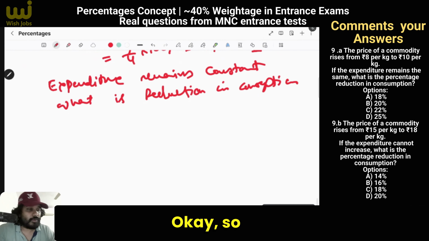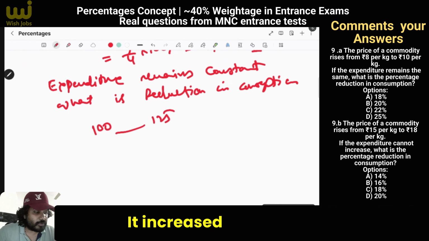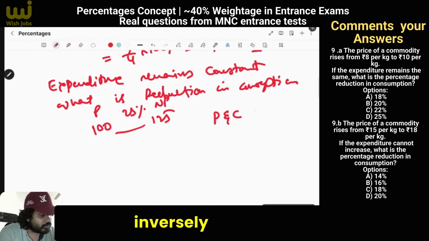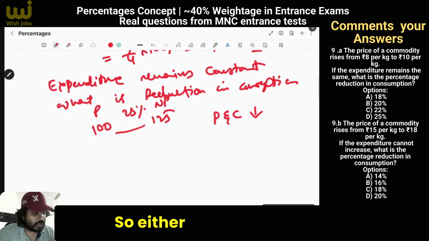Okay, so here the price is 100 rupees, it became 125 rupees. Think like that, it increased by 25%, right? Price, reduction, new price. What I told you, price and consumption are inversely proportional. So either you can calculate by using this method.